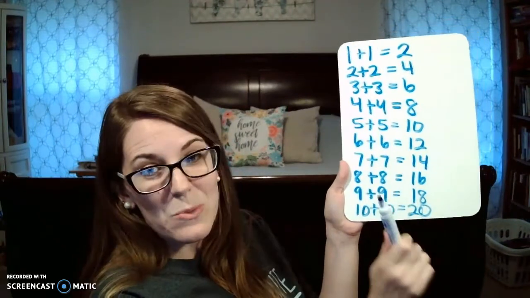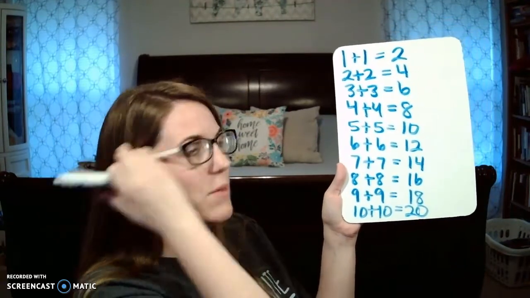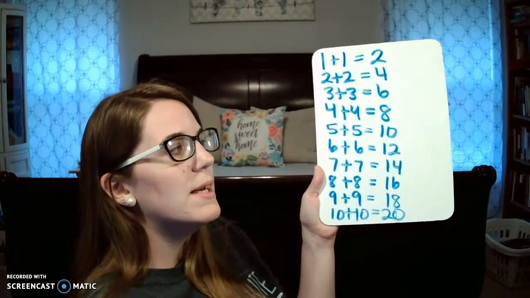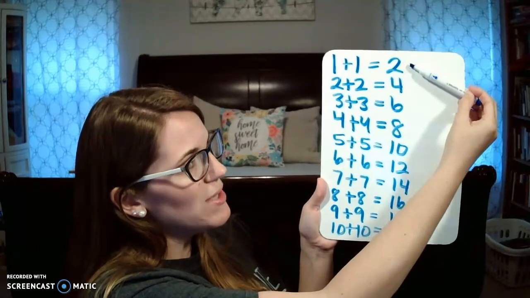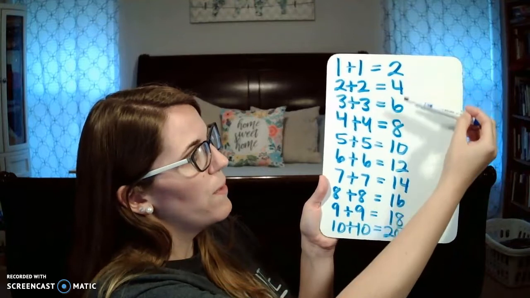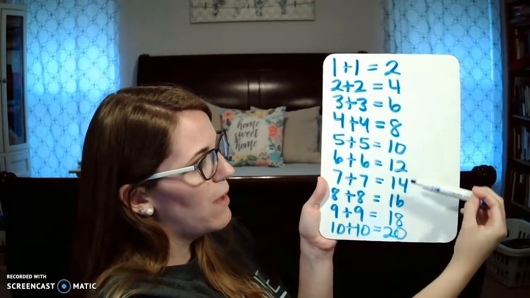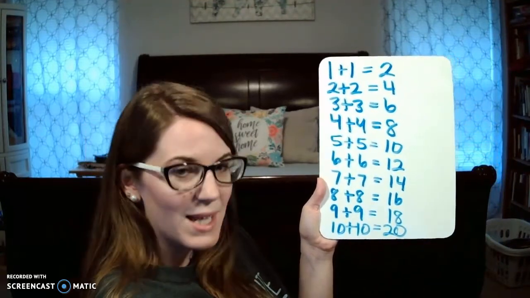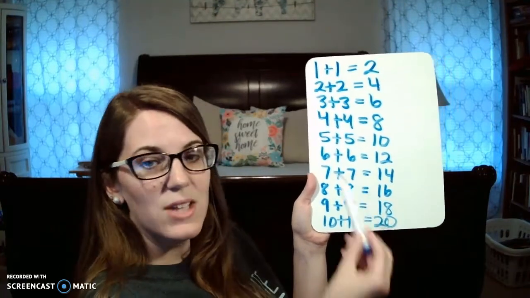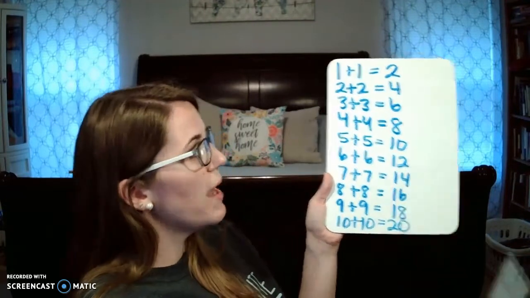And this is a really cool pattern. If you want to write these out on your own sheet of paper and see the pattern yourself, that would be cool too. But if I look at my answers, it's like I'm just counting by twos. 2, 4, 6, 8, 10, 12, 14, 16, 18, 20. And if I did 11 plus 11, that would be 22. It just keeps going up by 2 each time.